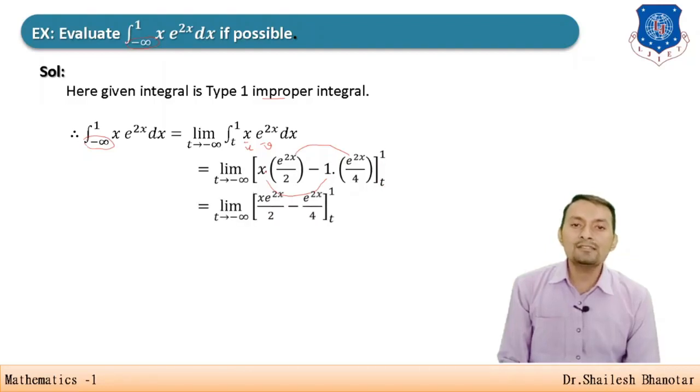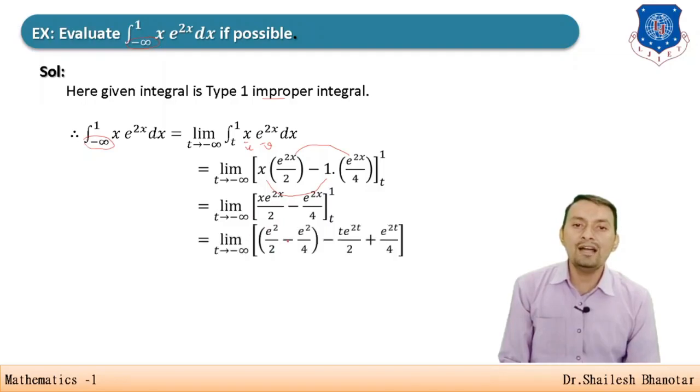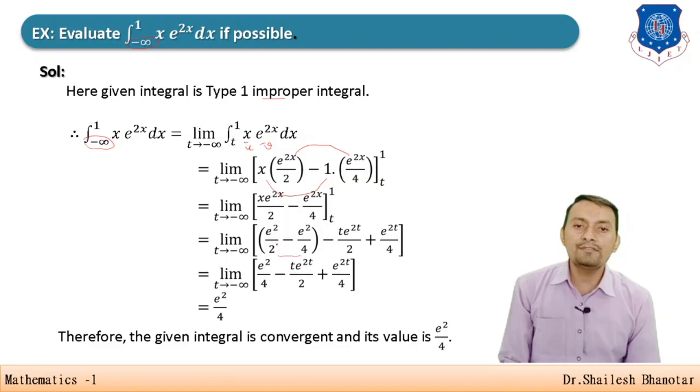So let us put first x equal to 1. You are going to get e square divided by 2 minus e square divided by 4, minus, when x is replaced by t, t times e raised to 2t divided by 2 minus e raised to 2t divided by 4. Whenever you simplify, you will get e square divided by 4 minus t times e raised to 2t divided by 2 plus e raised to 2t divided by 4.